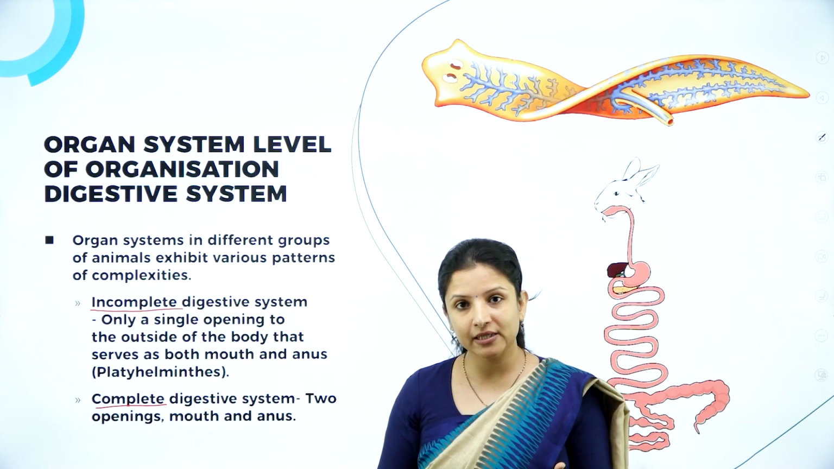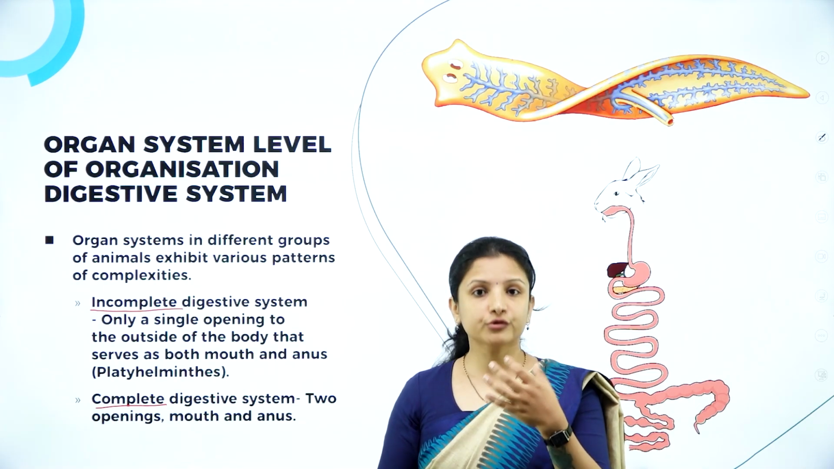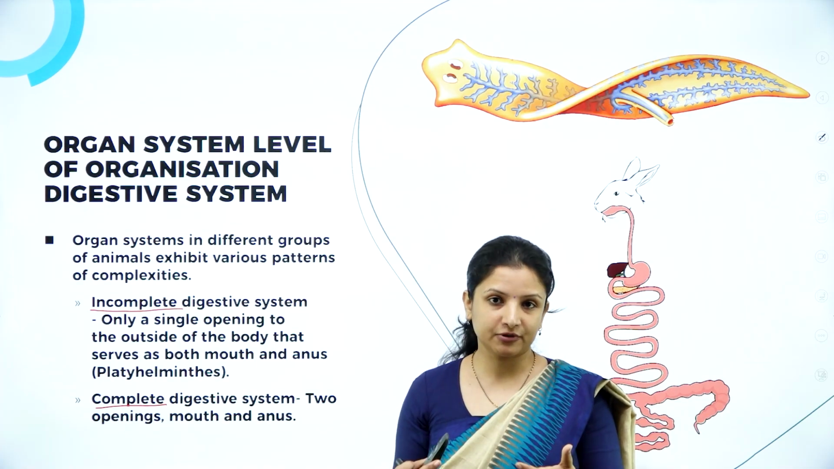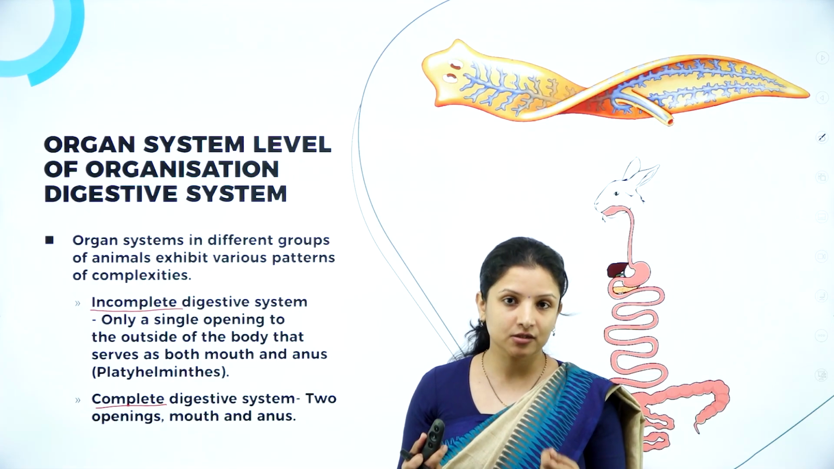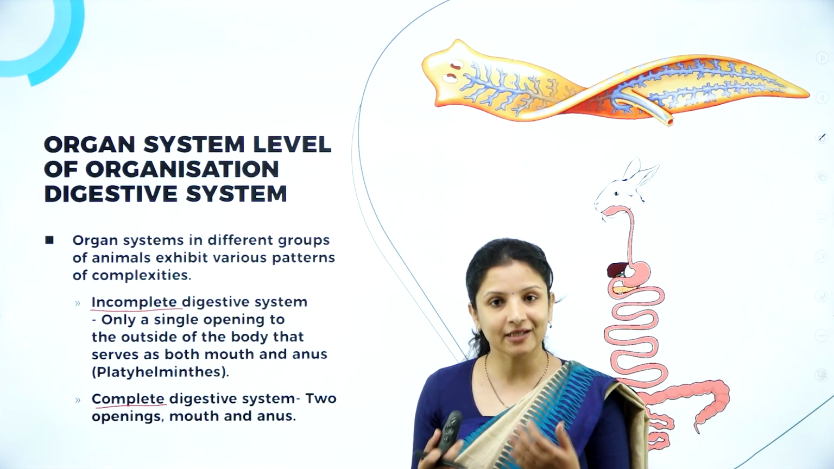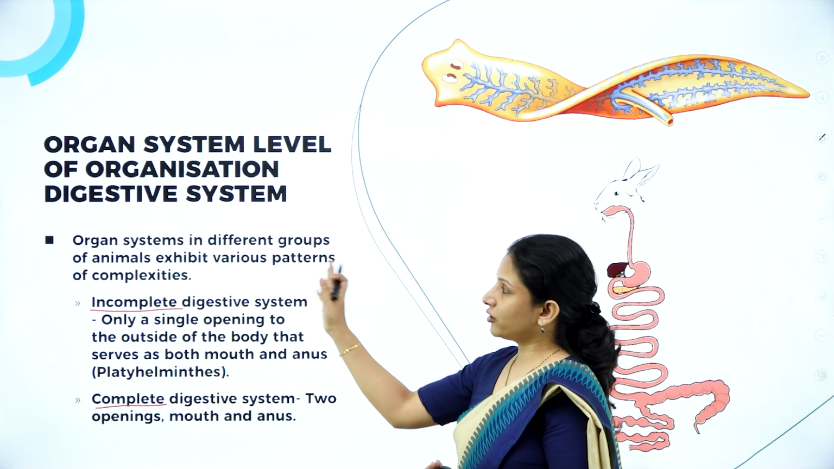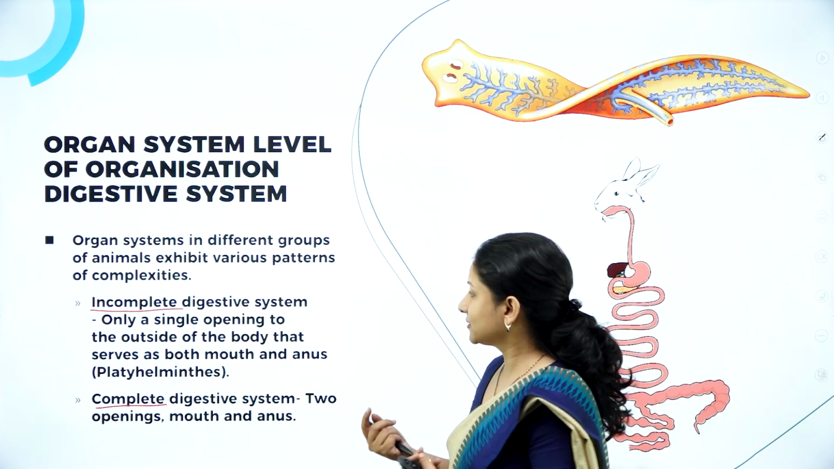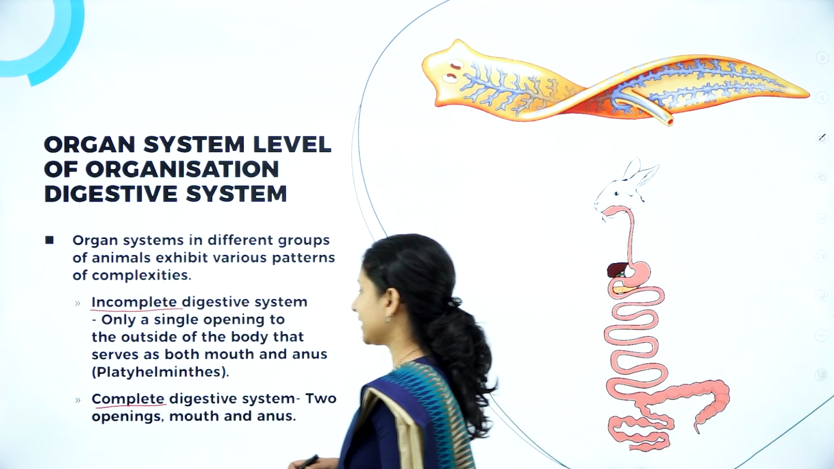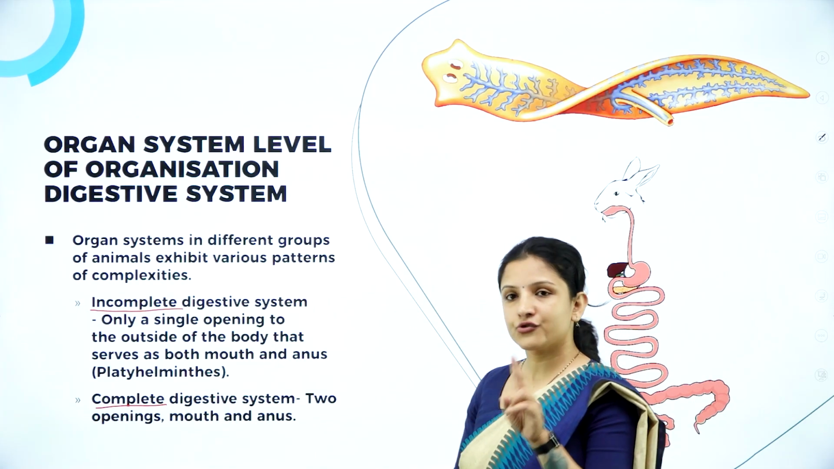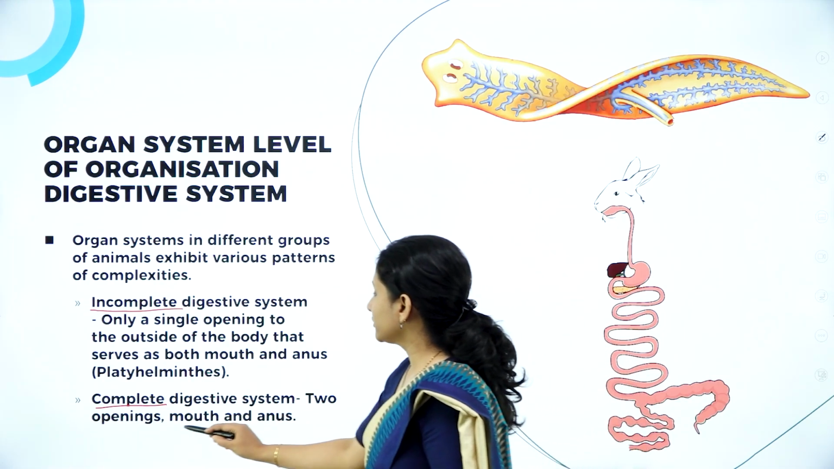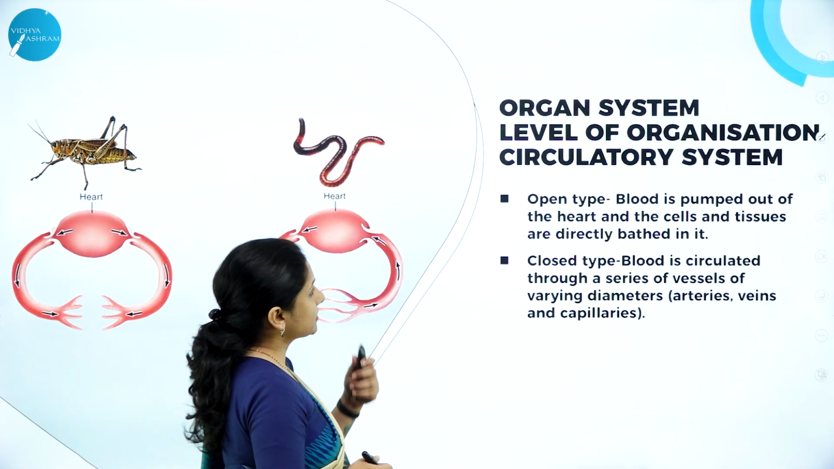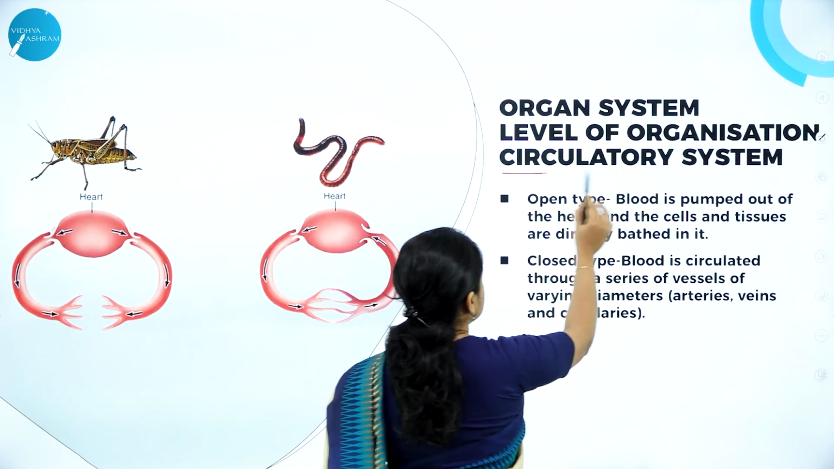But in we human beings, we have the mouth to take in food, and we have the anus through which the undigested food or the excretory product comes out, right? So that is why we cannot be put under Platyhelminths. Based on that is how classification is done. Now talking about complete digestive system, wherein two openings are there, that is the mouth and the anus. So based on this also classification is done. Next, talking about the circulatory system.